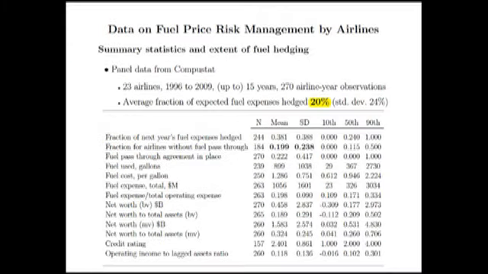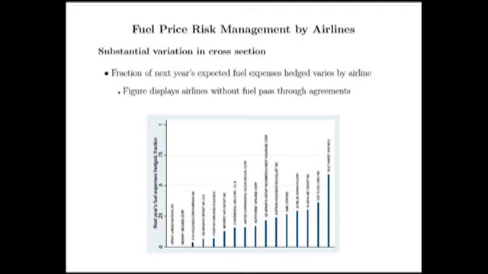So the data: we have about 15 years worth of data, about 23 airlines. How much do people hedge? The airlines that are of interest to us hedge about 20% of one year's expected fuel expense on average. But there's considerable variation. Southwest hedges in our data more than 60%, and there are some that hedge essentially nothing. So cross-sectional variation is good when you want to do empirical work, I am told.